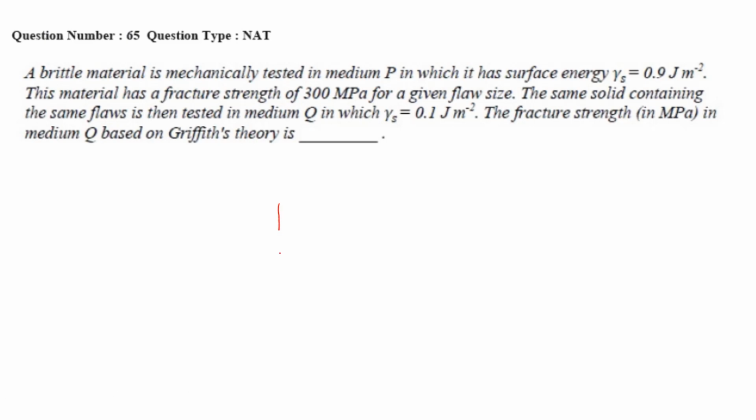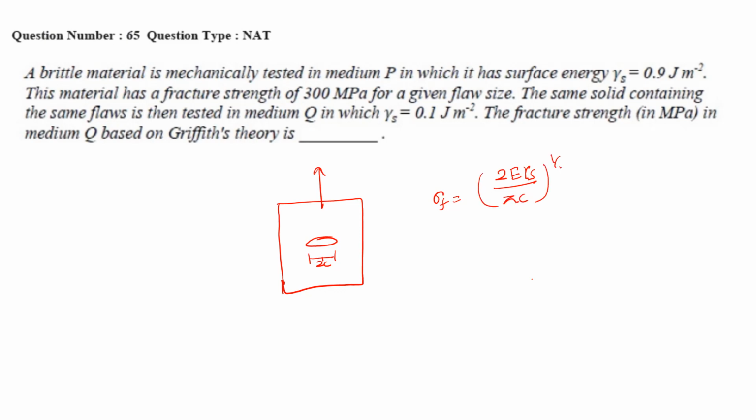According to Griffith's theory, suppose this is the two-dimensional material, and we are applying some stress over here, and we have a crack whose size is 2c, right? That means sigma f is given by (2E gamma S by pi c) to the power half, right? This is the fracture strength. In the first case, it is given as 300 MPa. For gamma equal to 0.9, 2E will be the same and gamma S will be 0.9 here, over pi c. Let it be the first equation.